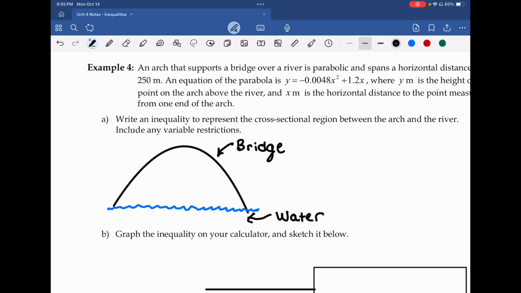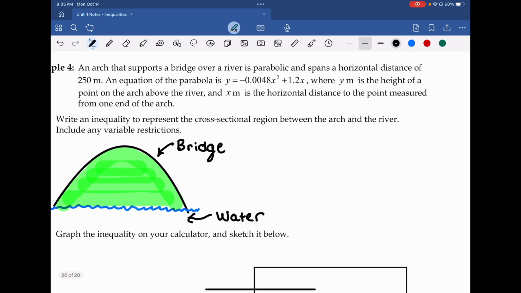Don't think that because I did a squiggle line here, it's something we have to think about in terms of increasing or decreasing vertically. It's just a horizontal line to represent the water. The solution region that represents the cross-sectional distance between the arch and the river is that inside piece. I want you to highlight everything that is below the parabola all the way to the water. There we go. So this is our solution region.